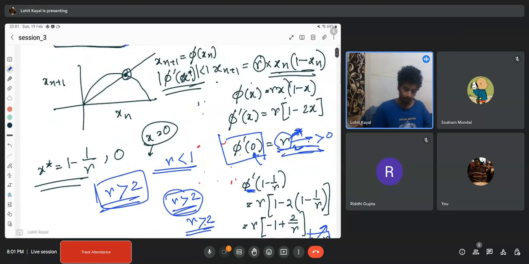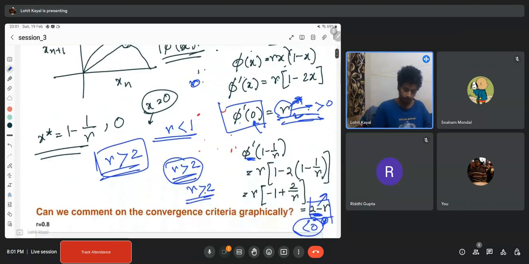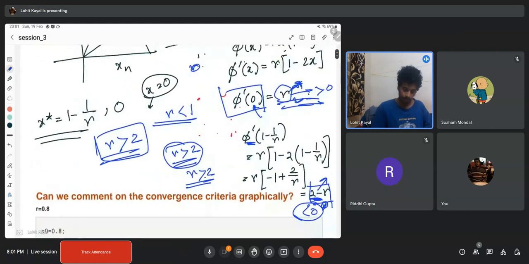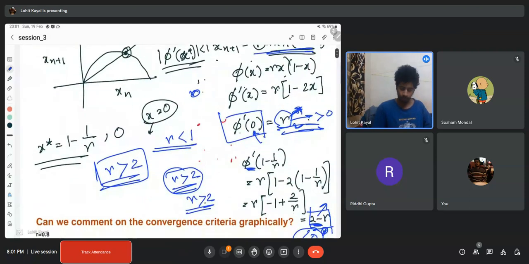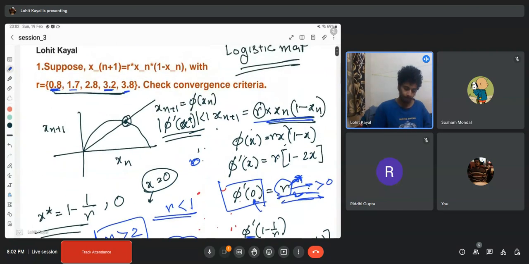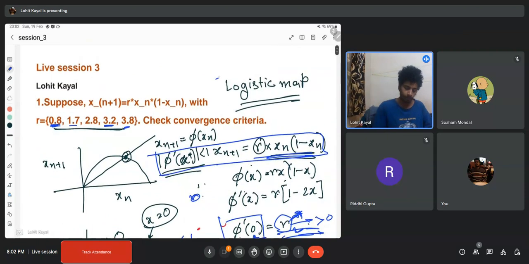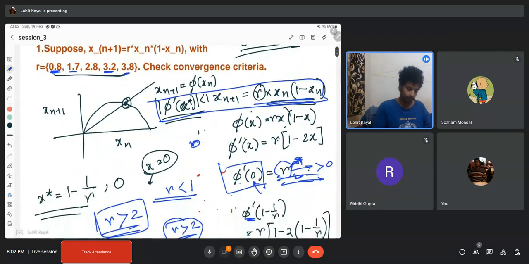For this function, we can only validate it up to a few values of r, and after that we don't have any clue what is happening. This function has various interesting properties. If you just google it, you will be able to find what will happen in the case of r 3.2 and 3.8.